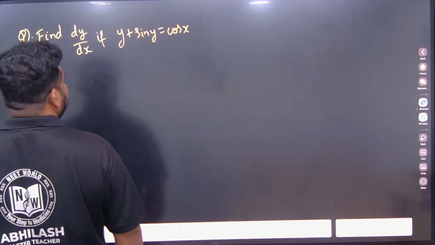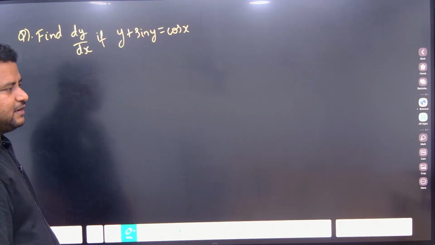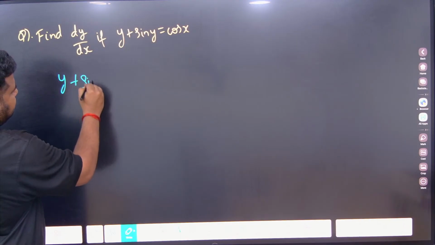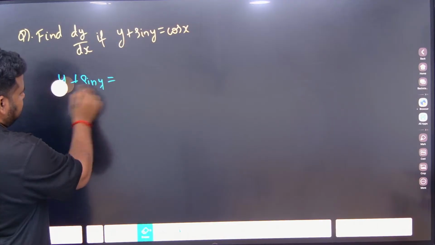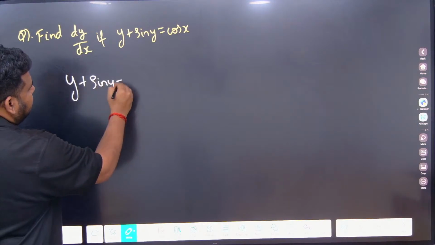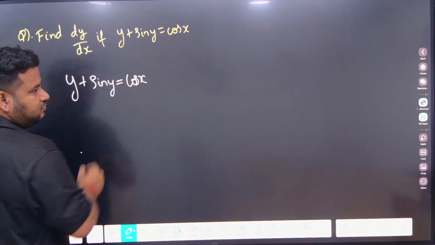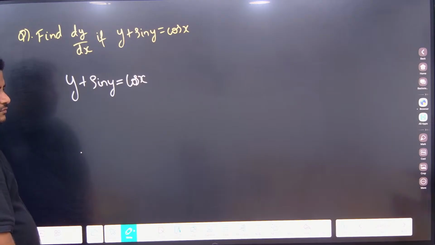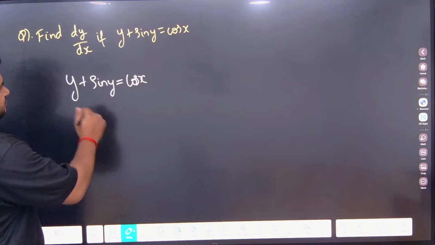So here they have given: find dy by dx if y plus sin y is equal to cos x. Y plus sin y is equal to cos x. Let us use some other color, it has to be more visible. Okay, yes, y plus sin y is equal to cos x.